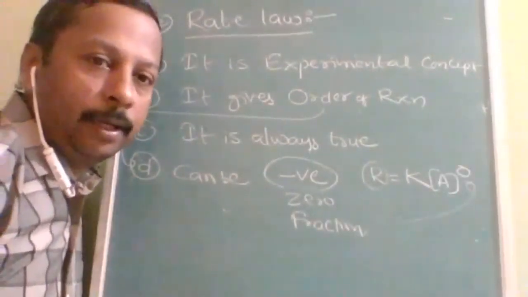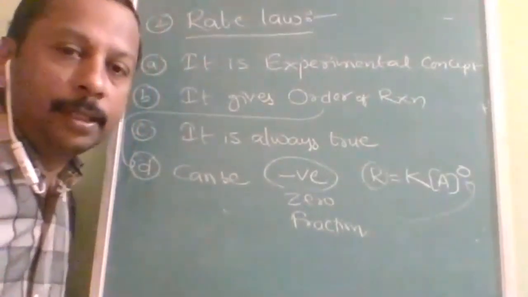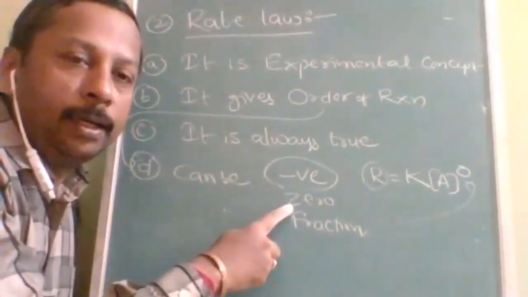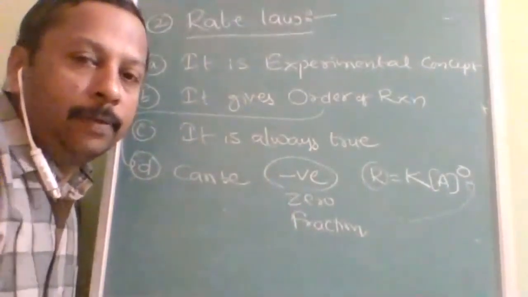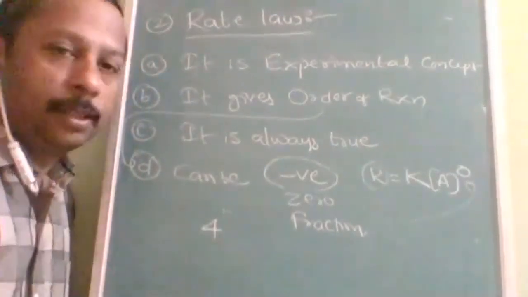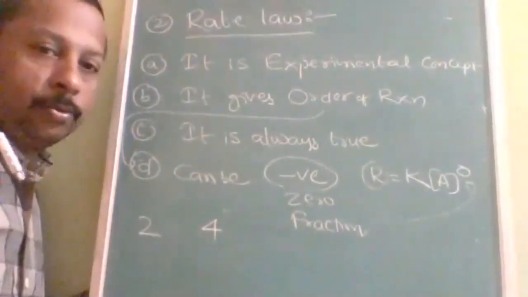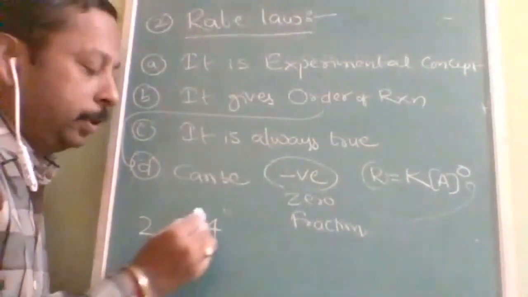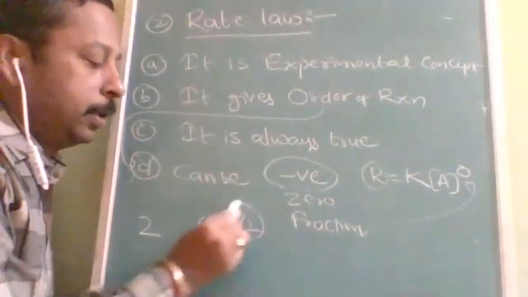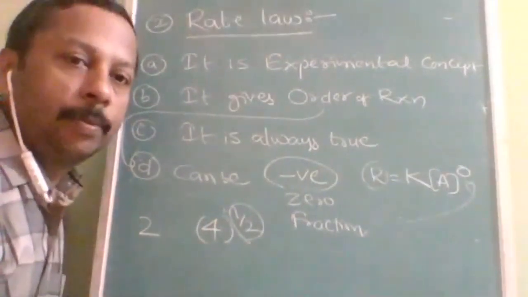Okay. When can it be negative? When rate of reaction is inversely proportional to concentration. That time it can be negative. When rate of reaction is independent of concentration, that time it will be 0. Suppose if I am increasing the concentration 4 times, but rate of reaction is increasing only 2 times, we can say directly proportional. But what we have to write, 4 to the power of 1 by 2. So that time it will be a fraction. Directly proportional only, but not exactly directly proportional.